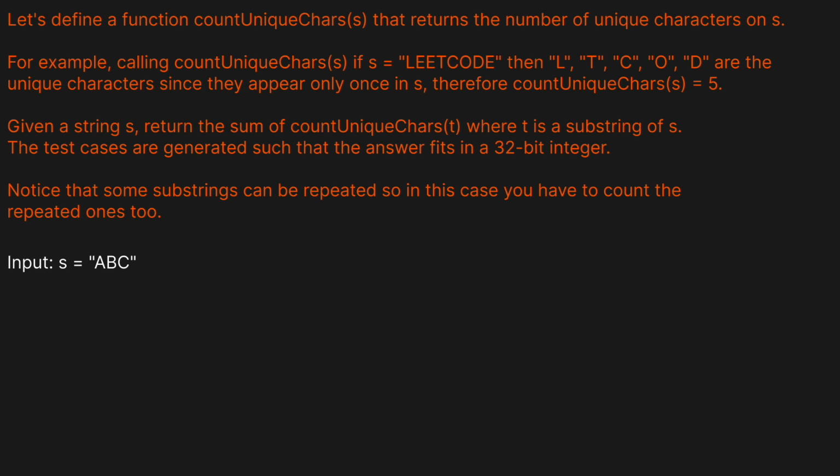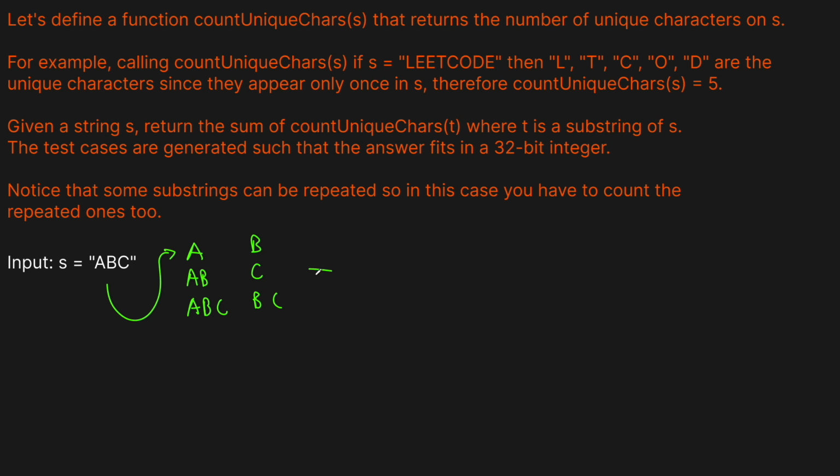Let's look at a basic example, ABC. And let's enumerate all of the possible substrings we can have. We could have A, we could have AB, we could have ABC, we could have B on its own, we could have C on its own, and we could have BC. Those are all of the possible substrings we can have.